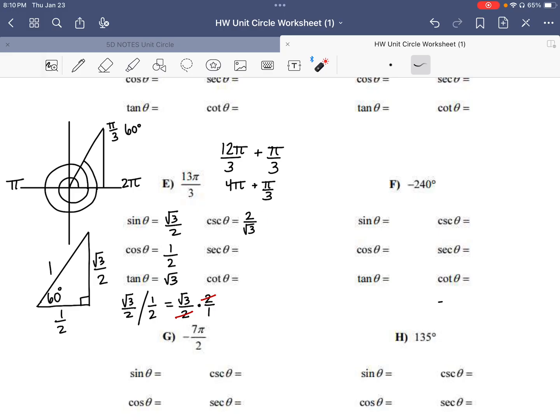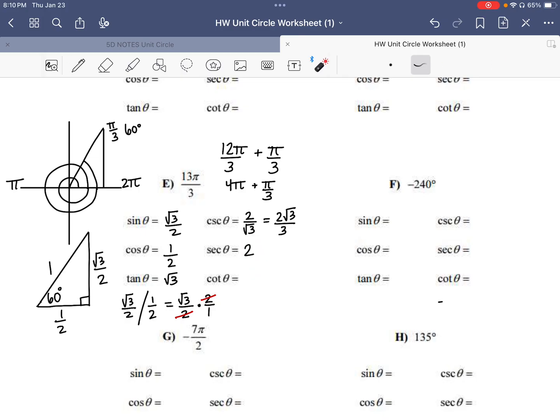Now, if I rationalize the denominator, multiply the numerator and denominator by square root of 3, we end up with 2 root 3 over 3. Secant, the reciprocal of 1 over 2 is 2 divided by 1, which is just 2.